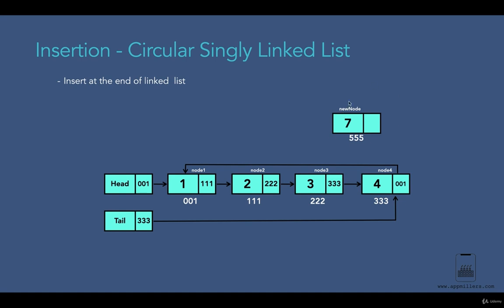Now the next thing that we are going to do, as we are inserting this node at the end of this circular single linked list, is update the last node's reference to point to this node. You see that the last node's reference points to the first node, so we are going to update the last node's next reference with 555, and it's going to create a link between node 4 and the new node.